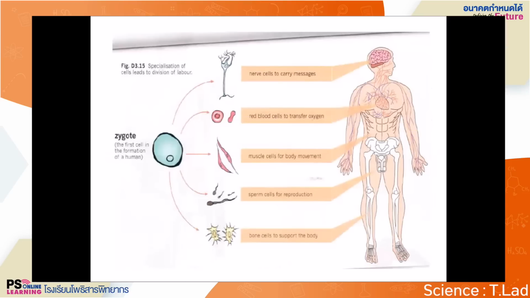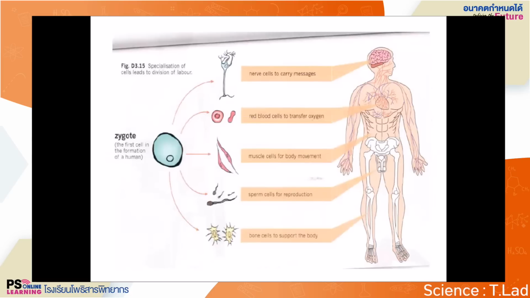So in a multicellular organism, there is a specialization of cells that leads to division of labor. Specialization of cells means each type of cell has its own specific job.